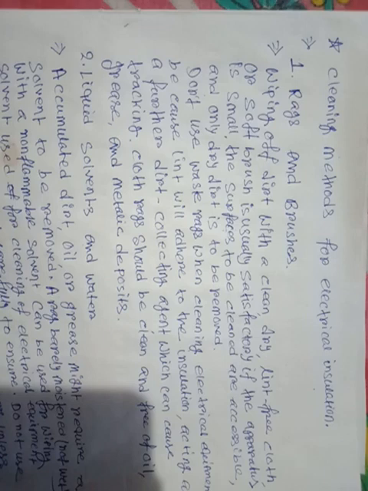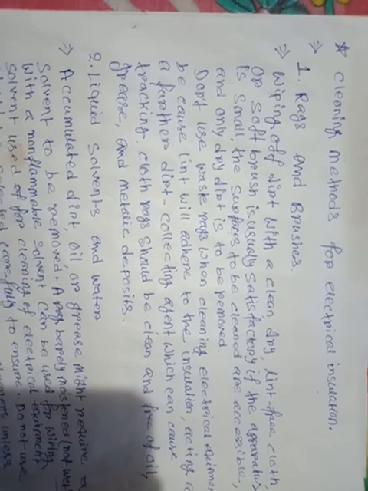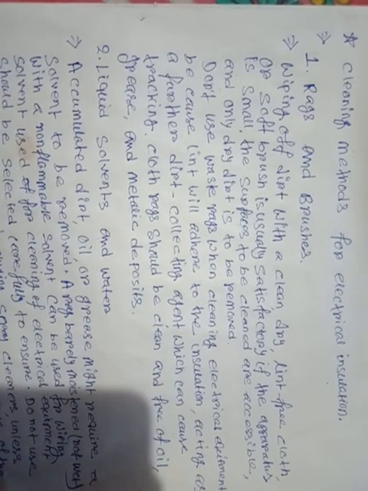Don't use waste rags when cleaning electrical equipment. When you clean electrical equipment, don't use any dirty or wet rags, because the lint will adhere to the insulation, and as a result the insulation property of the material will decrease, and it acts as a further dirt collecting agent which can cause tracking. The cloth rags should be clean and free of oil, grease, and metallic deposit.